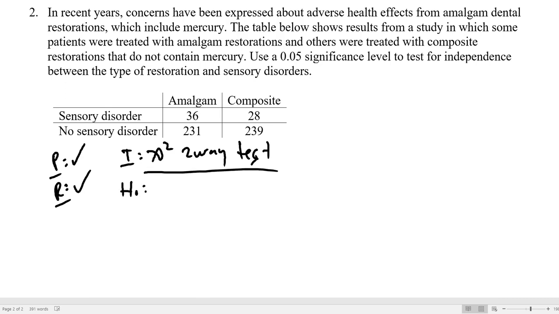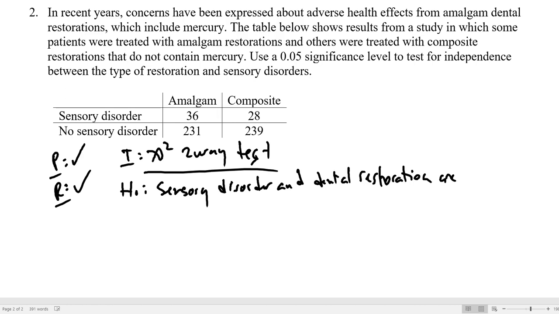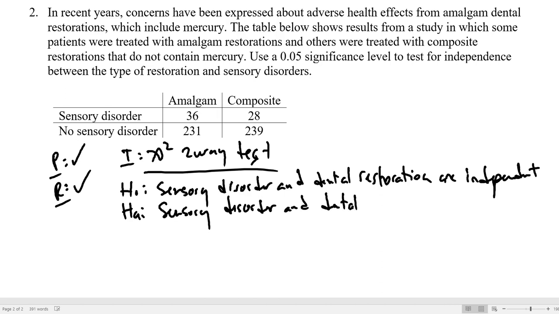Our null hypothesis. Category 1, sensory disorder, and category 2, dental restoration type, are independent. Alternatively, the sensory disorder, category 1, and the dental restoration, category 2, are dependent.